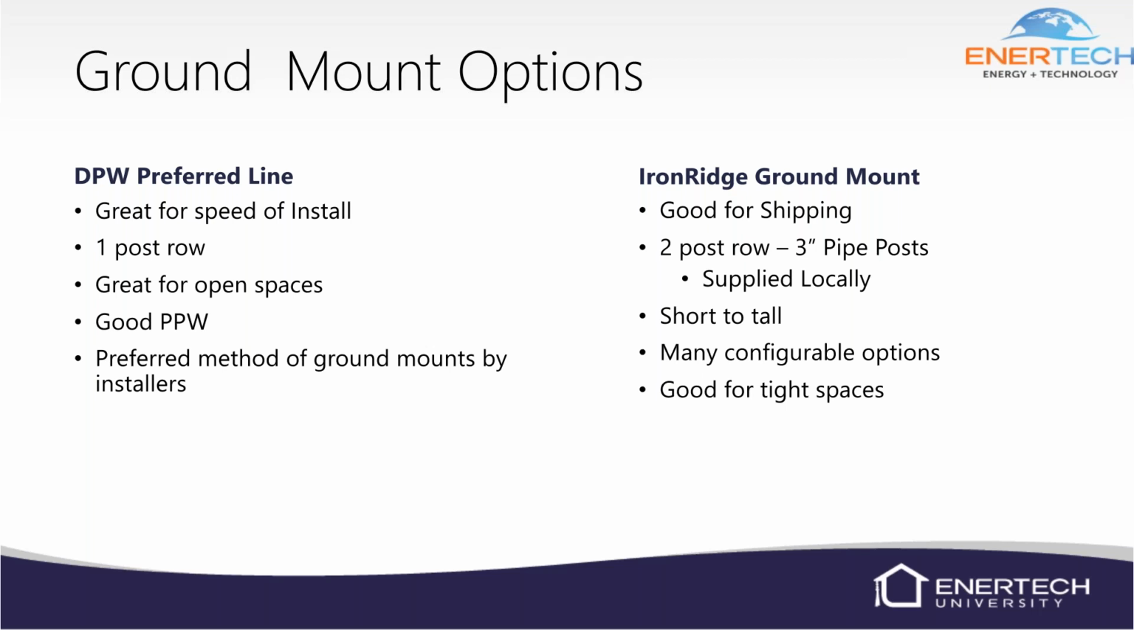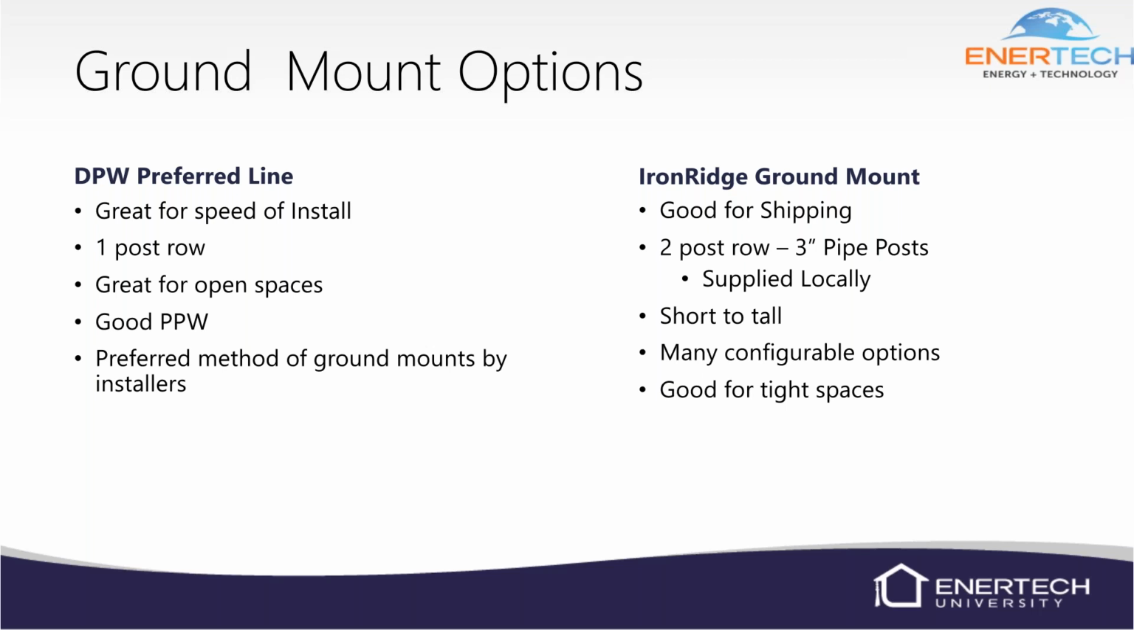But with the DPW, the I-beams and some of the racking stuff can be a little bit costly to ship, especially if you have to go across the country. So it's basically a dedicated truck for the DPW line. So you're looking at all that shipping cost. With Iron Ridge, basically they use a 2-post row with 3-inch pipe, but the pipe is supplied locally. So you would get that from your local pipe supplier. So we lose that shipping cost.